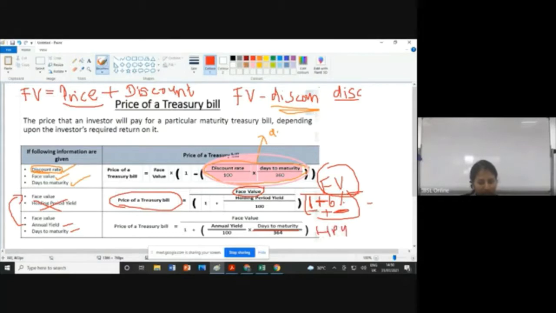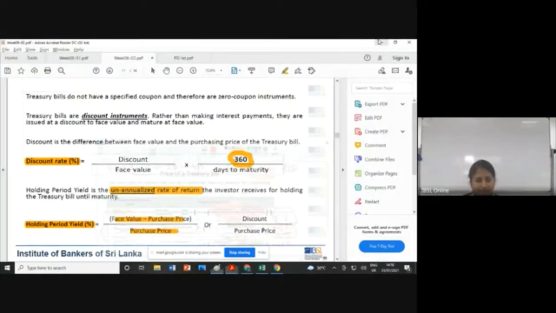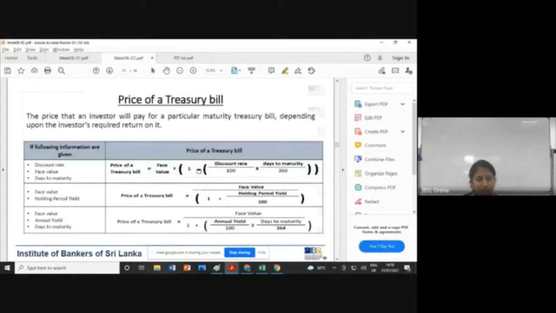What am I going to do now? I have holding period yield. Follow the same approach above. 1 plus holding period yield will be used to divide face value and arrive at the price of a treasury bill. Irrespective of the type you use, you will end up at the same price.